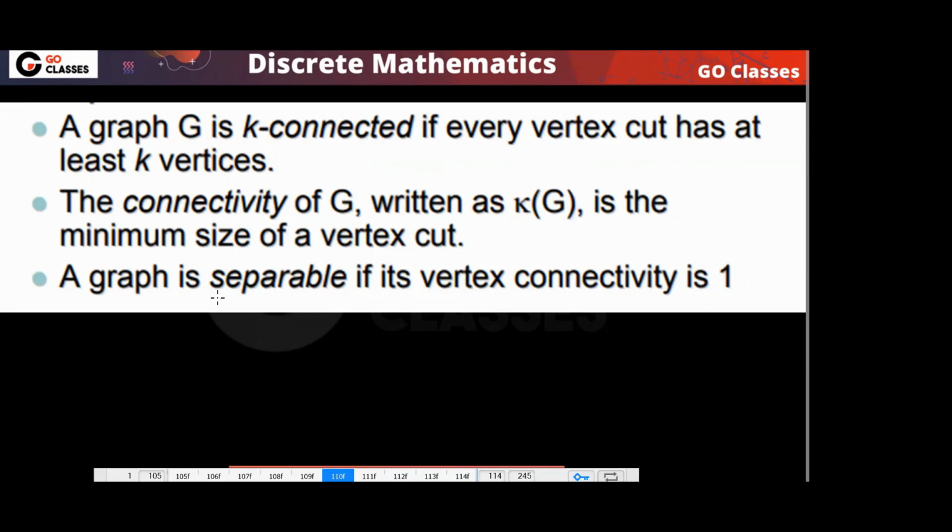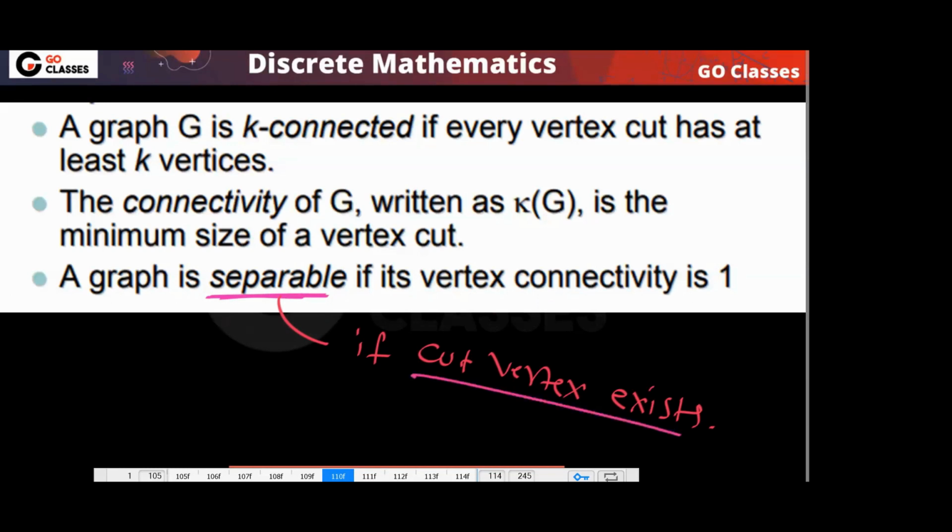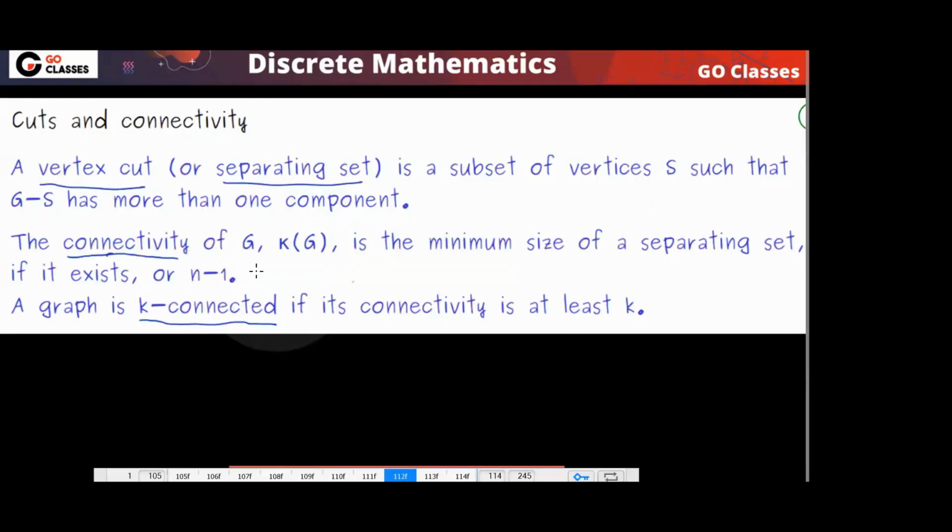And when can you say a graph is separable? A graph is separable if your connectivity number is 1. Basically, your graph is separable if a cut vertex exists. You can separate the graph because a cut vertex exists. So this is the complete idea. I hope all these concepts are clear.